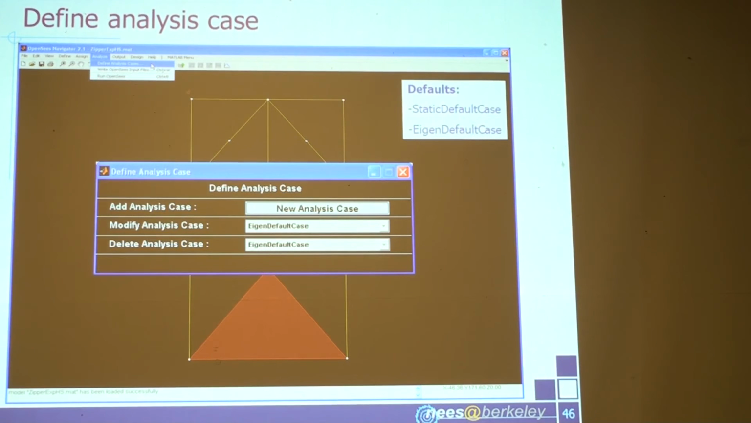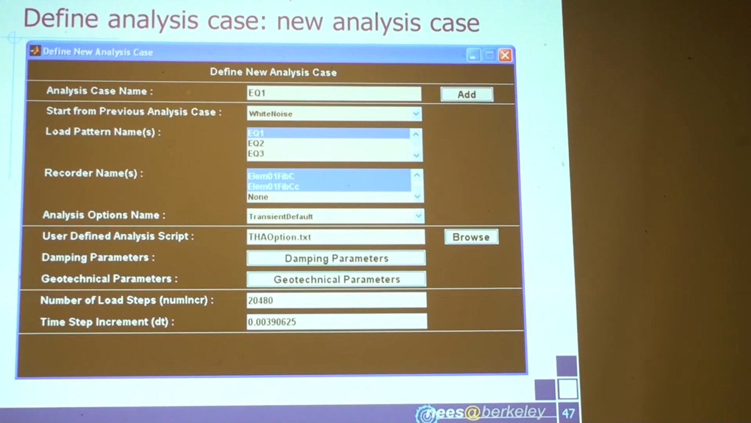Then, the last thing we need to do before we can run an analysis is define an analysis case. And again, we have two defaults: a static default case and an eigen default case. For example, if we go into this here, what am I doing here? Let's see. Oh, actually, that's a dynamic. Okay. So I'm showing how you would define a new analysis case if you wanted to do a dynamic analysis, the one of the two defaults that was not there.